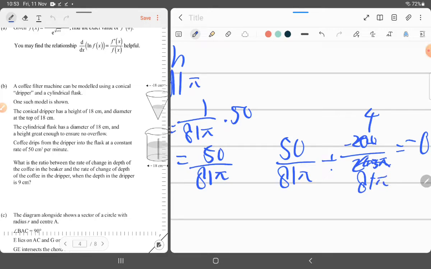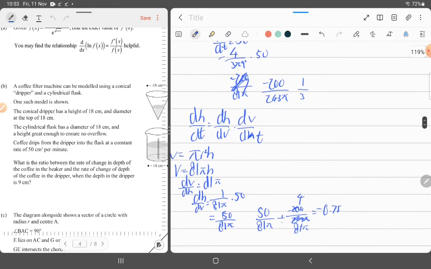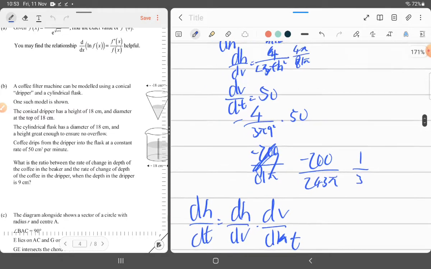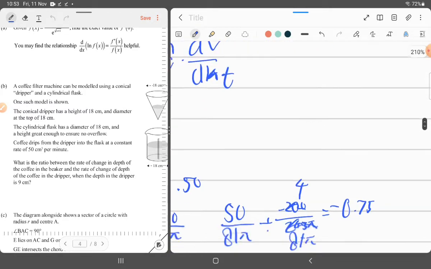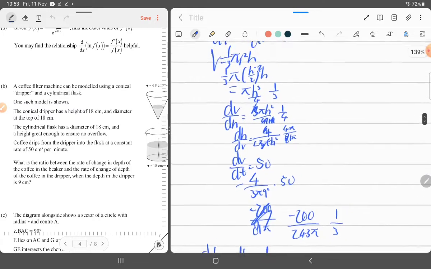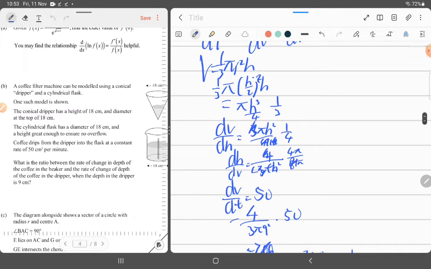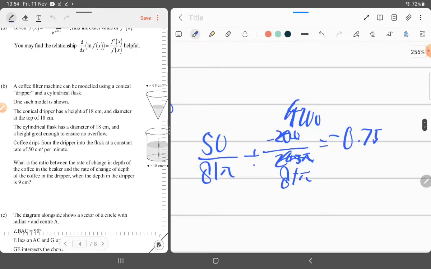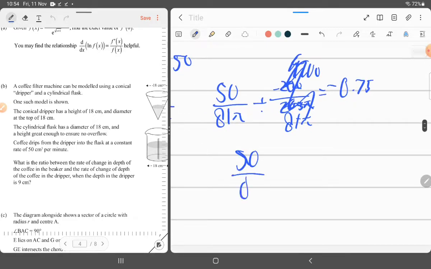Wait, this is too different. Right now. So 4, and this is 200. Since 4 over 81 pi times 50 is equal to 200 over 81 pi, so negative 200 over 81 pi, negative 1 over 4. Okay.